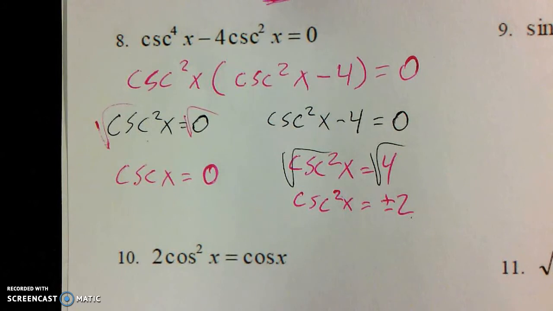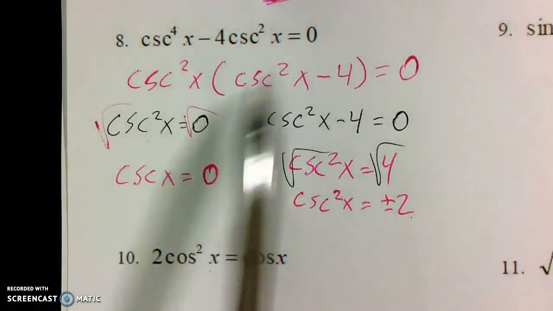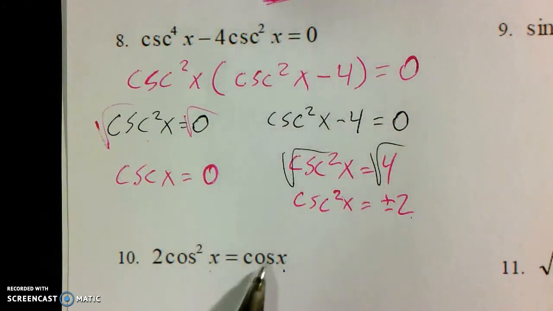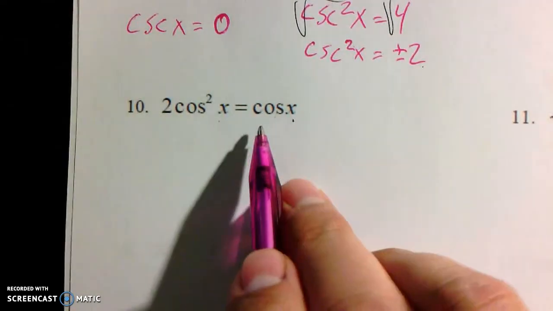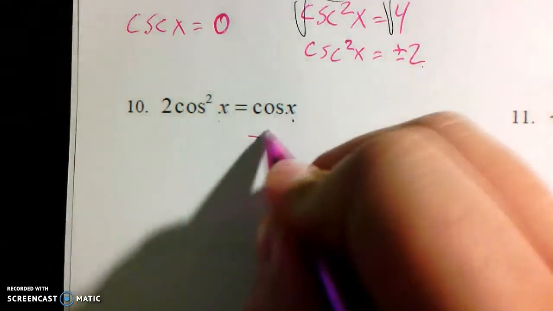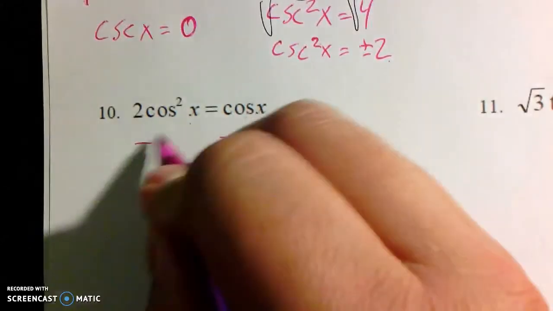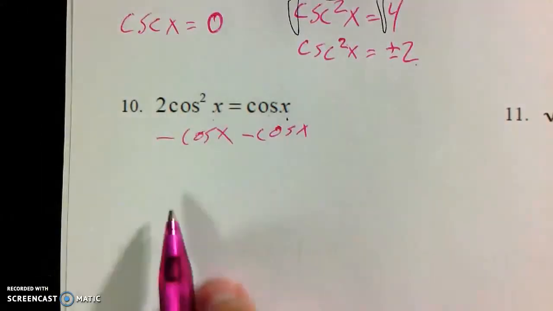What else we got here that'll be helpful for me to do? So let's look at number 10 then. Number 10 has an extra step at the beginning that number 8 does not have, right? So for number 10, it's not already set equal to 0. I've got to get it set equal to 0. So I want to do minus cosine first. So I'm going to subtract cosine.